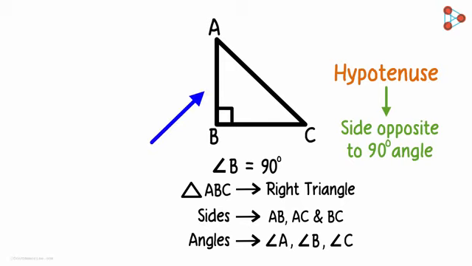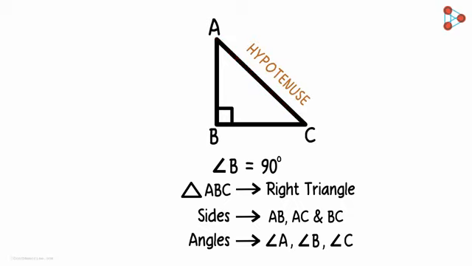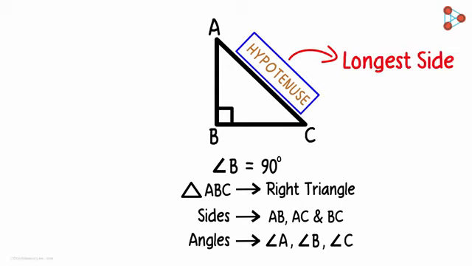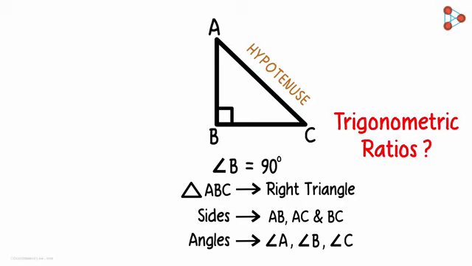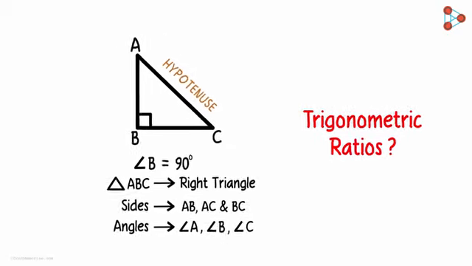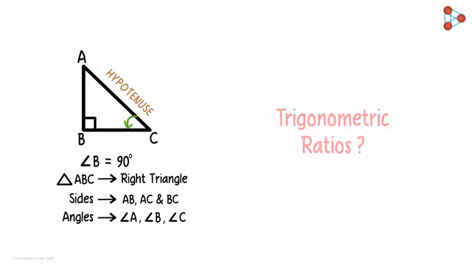In this triangle, since AC is opposite to angle B, which is the right angle, side AC is called the hypotenuse. And do you know a special property of the hypotenuse? The hypotenuse is always the longest side of any right triangle. Yes, it's always true. Do you remember the 6 trigonometric ratios we found out for these two angles of a right triangle? Let's try it out for angle C first.